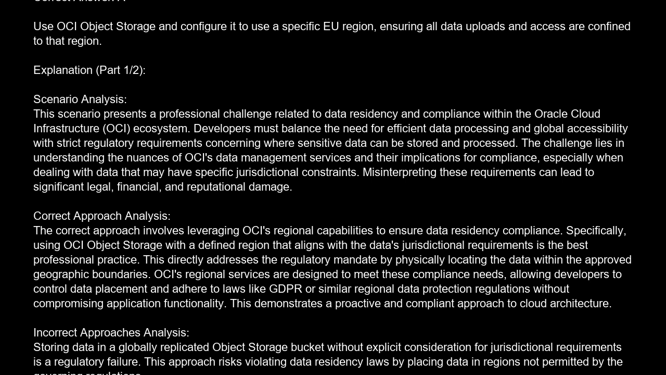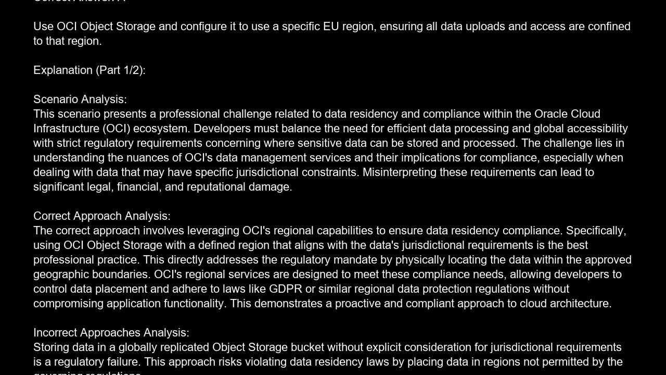The challenge lies in understanding the nuances of OCI's data management services and their implications for compliance, especially when dealing with data that may have specific jurisdictional constraints. Misinterpreting these requirements can lead to significant legal, financial, and reputational damage. Correct approach analysis.